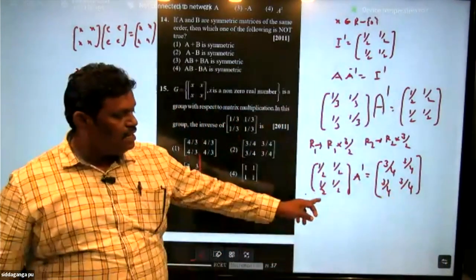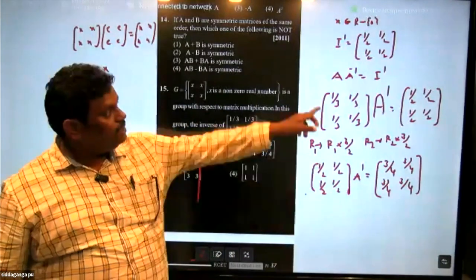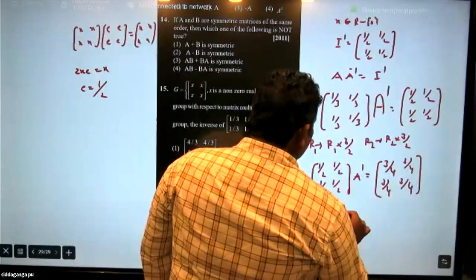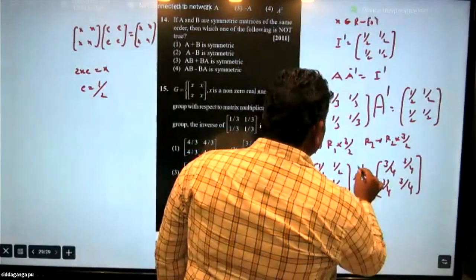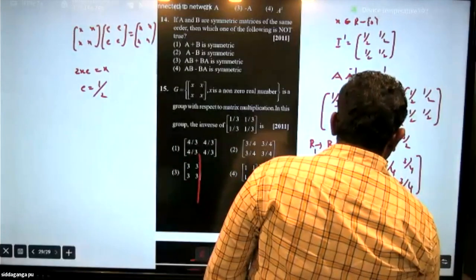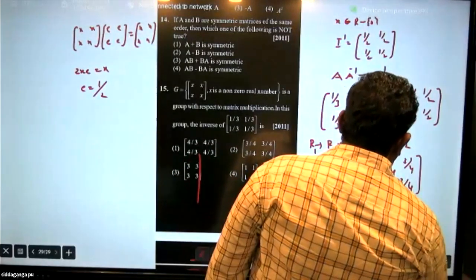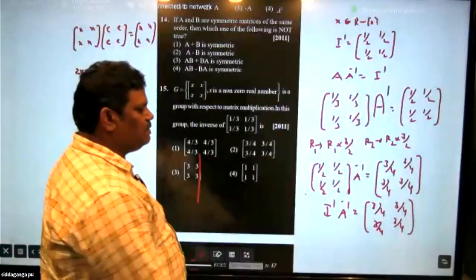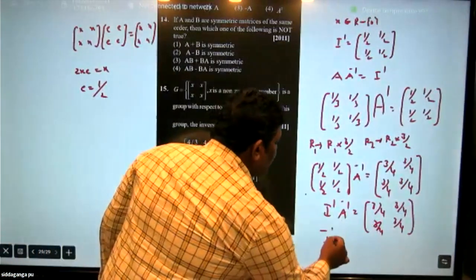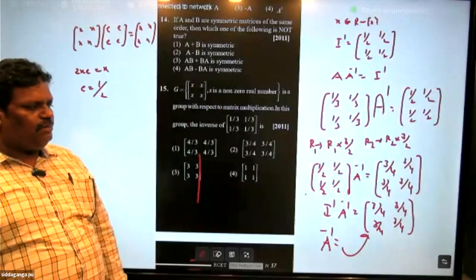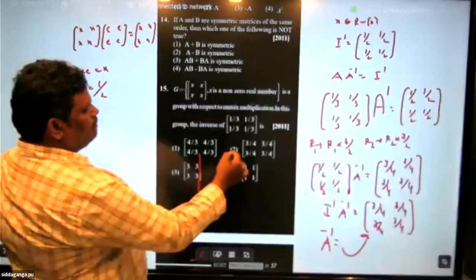Now in this place, what can I replace? 1 by 2, 1 by 2, 1 by 2 means I replace it with the identity matrix. I dash into A dash, is equal to A inverse, is equal to 3 by 4 into 3 by 4 into 3 by 4, 3 by 4. Any identity matrix multiplied with any matrix gives the same matrix. So finally, look what we got: A inverse is equal to this matrix, the matrix 3 by 4, 3 by 4, 3 by 4, 3 by 4. So this is the answer. Which one is the answer?